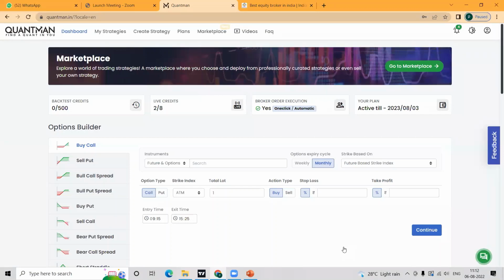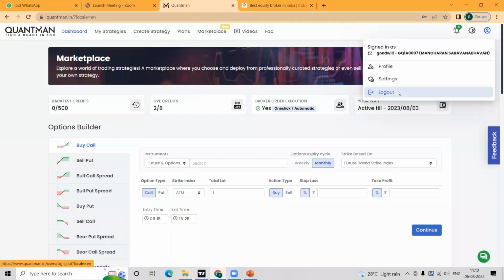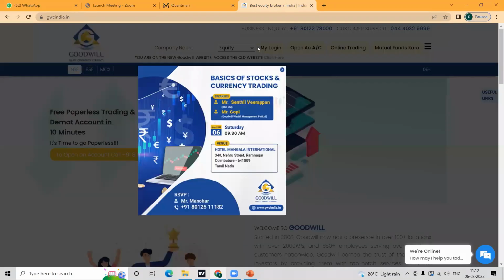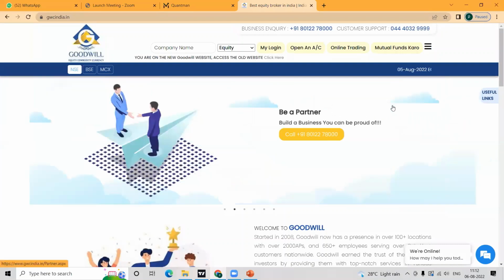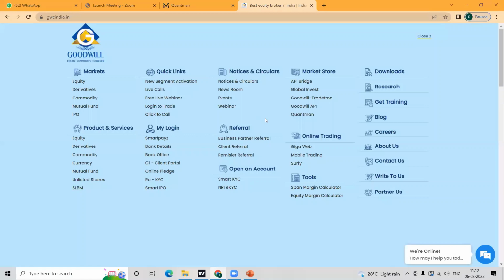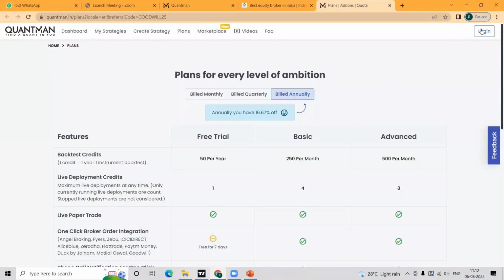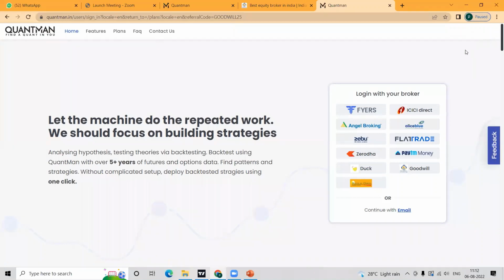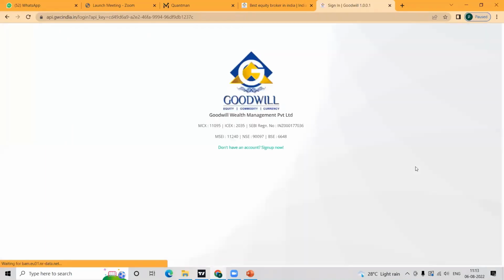This is the QuantMan platform. I'm going to start from the Goodwill side. You all know that. Go to the settings page, then you can see the QuantMan button. I'm going to explain how we can log in to QuantMan through the Goodwill credentials. Just click the QuantMan button, then go to login, then go to Goodwill and click Goodwill.